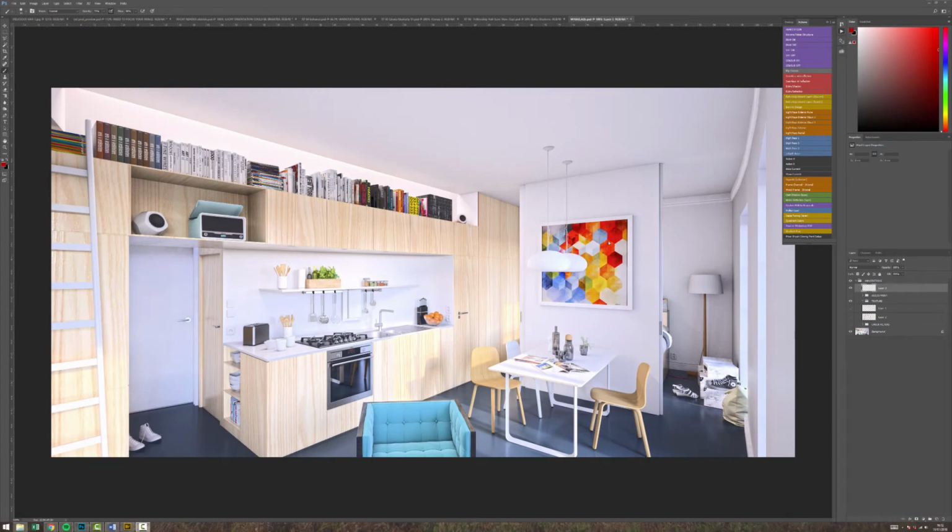My name is Simon. Today we're going to have a look at this interior rendering of a bachelor flat or a couple flat, I don't know. Anyway, in terms of composition, which is always the first thing you have to look at in an image, there's a couple of things. The image itself could be interesting. It's definitely not that bad.